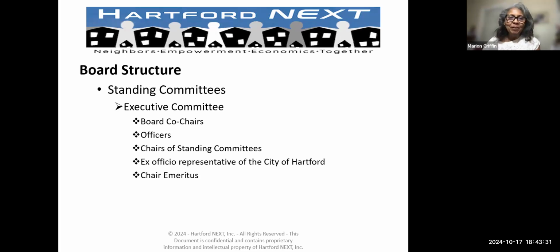Okay, so our board structure is we have standing committees, and we're going to hear from them in a little bit. But for the executive committee, it's the board co-chairs, the officers, the chairs of the standing committees. We have the ex officio representatives of the city of Hartford and our chair emeritus.